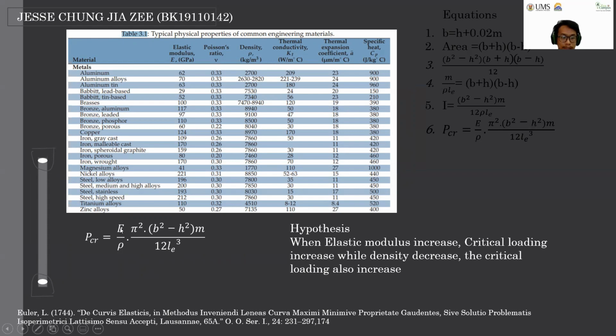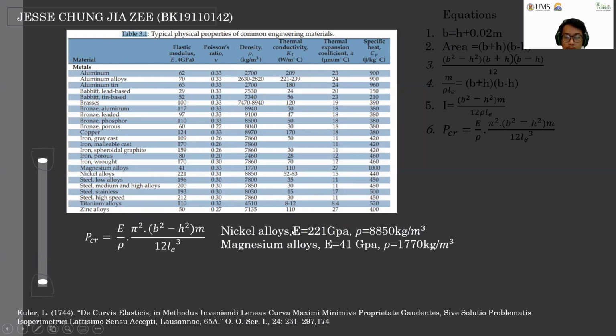Observing the equation, we can see that the modulus of elasticity and the density play a role in affecting the critical load: when the elastic modulus increases, the critical load increases, while when density decreases, the critical load also increases. Hence, from the hypothesis, we can determine which metal to pick to obtain the highest critical load: the nickel alloy has the highest modulus of elasticity at 221 gigapascal, and the magnesium alloy has the lowest density at 1,770 kilograms per meter cubed.